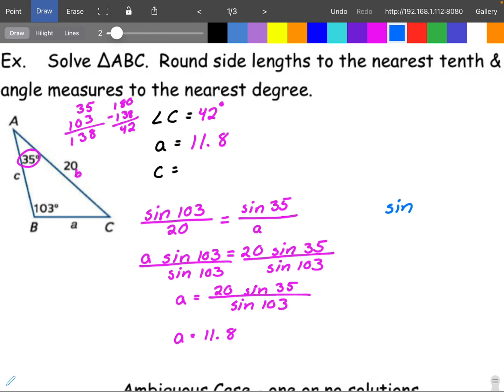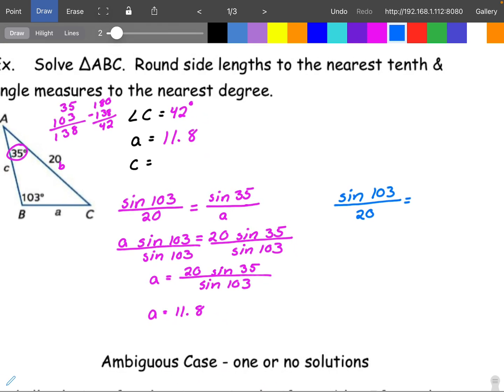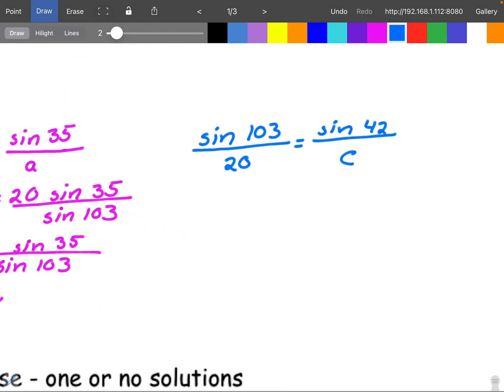So I have sine of angle B, which is 103, over little b, which is 20. But now I'm going to set it equal to the C fraction, since I'm trying to find C. So then I'm going to have sine of angle C, which is, remember we found that was 42 up here. And then I'm going to put that over little c, which I do not know. So I'm going to do the same thing I did with the other proportion. I'm going to cross multiply and divide. So the first thing I'm going to do is this way. So I have C times sine 103 equals, and then I have 20 times sine 42.